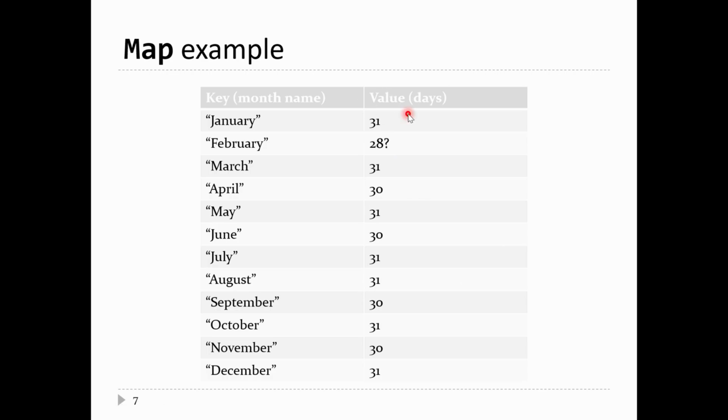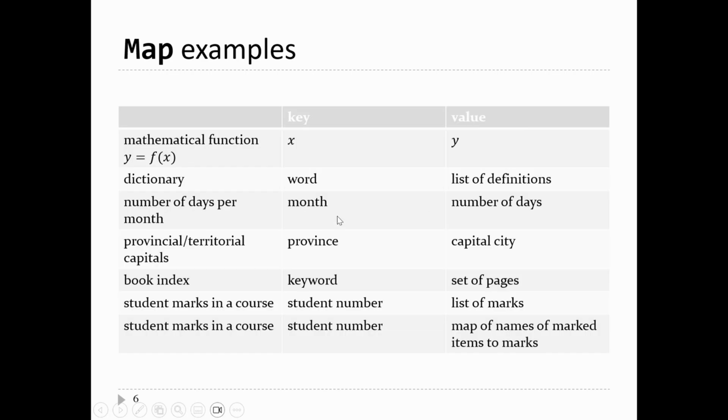So notice again that the values are not unique, but the keys must be unique. All right, there's lots of other examples of maps in real life. Anywhere you'd want to use a table, you can think of using a map. So mathematical one-dimensional functions are maps.